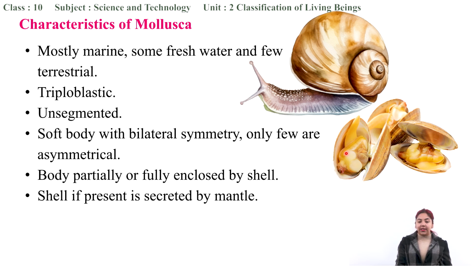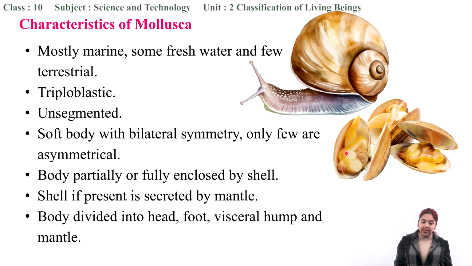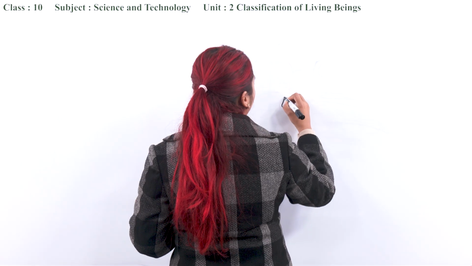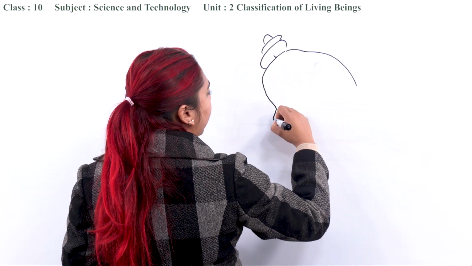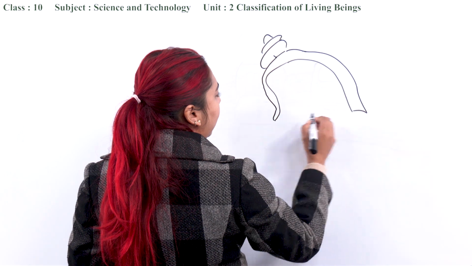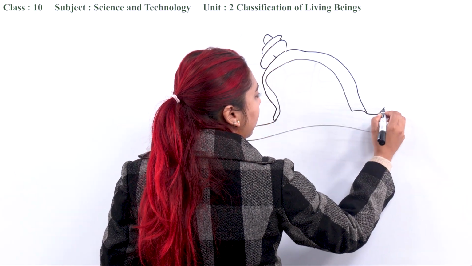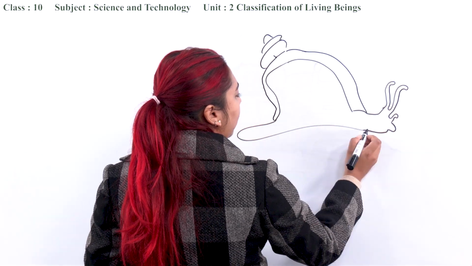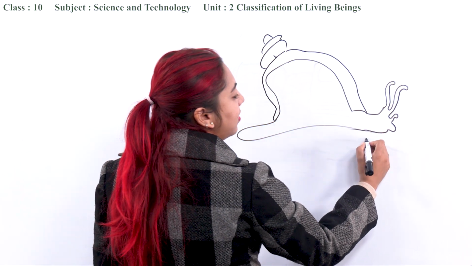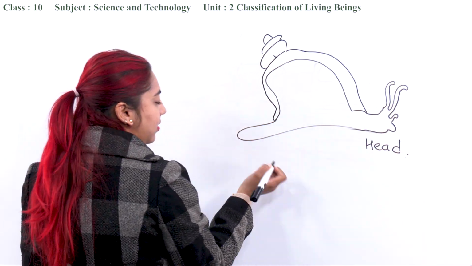Now, if the shell is present, it is secreted by the mantle, and the body is divided into head, foot, visceral hump, and mantle. Now, this word mantle has come multiple times, so I'll show you guys the basic body division of this organism. Now, this is a shell. Now, if we cut open the shell and look inside, you'll see this structure. Now, this is the head. This is the tail region.